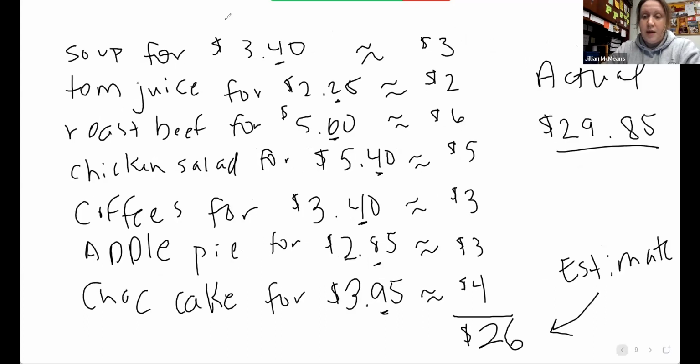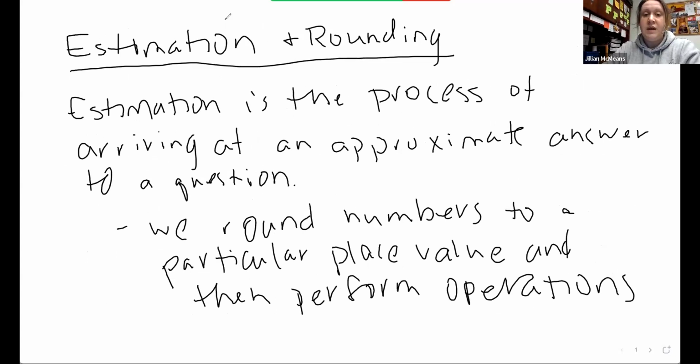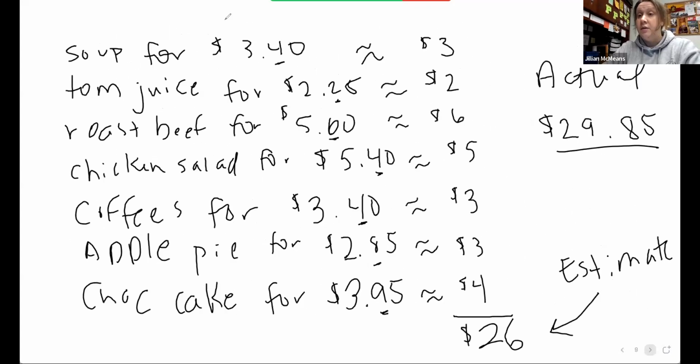So again, if we go way back to the beginning of this chat, estimation is the process of arriving at an approximate answer to a question. And what we do is we round numbers to a particular place value and then perform operations. That whole process of rounding the numbers to a particular place value makes the math easier. And so you are getting an approximate answer, as you can see here. But the math to get there was a little bit easier than adding up the actual values. Okay, so that's estimation and rounding.